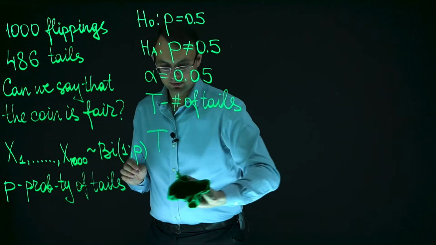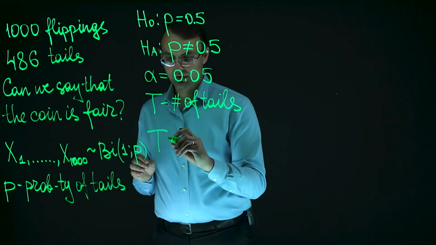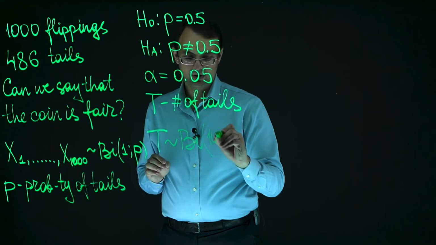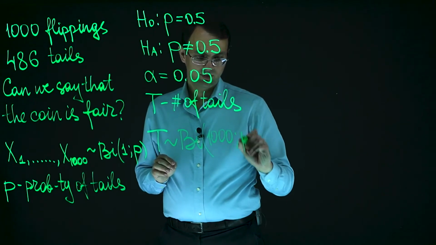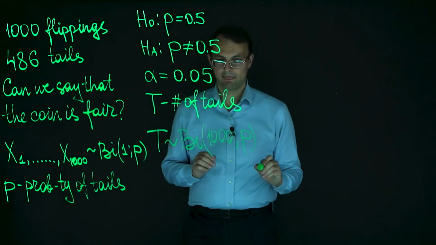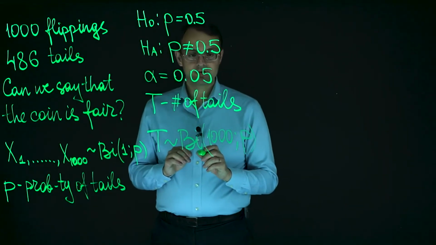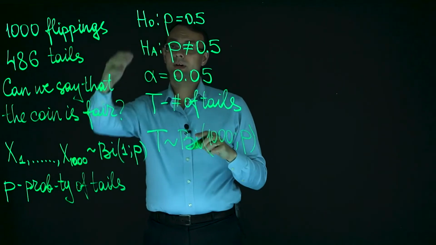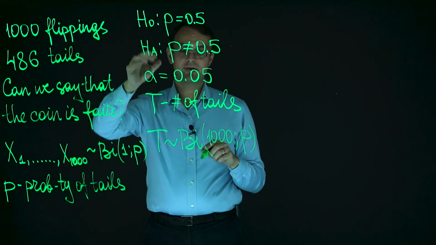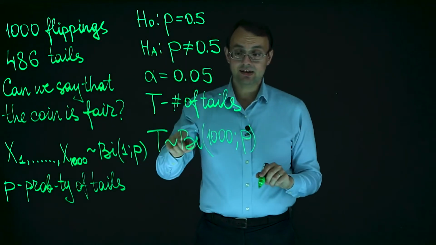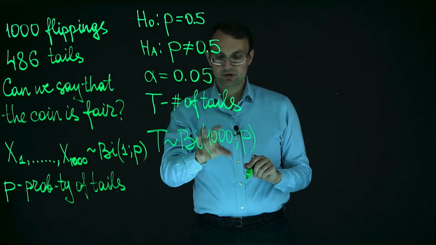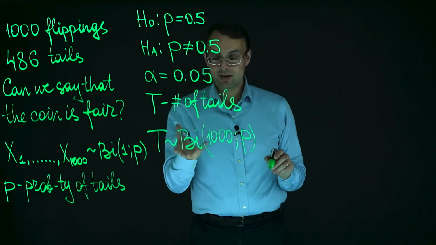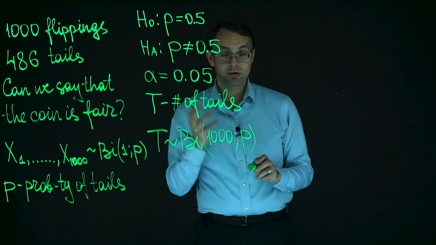Not equal, but it is distributed binomially with parameters 1000 and p. And our hypothesis is that p is 1/2. So if our hypothesis is true, if the null hypothesis is true, then T is binomially distributed with parameters 1000 and 1/2. And this is the proposition we are looking for.